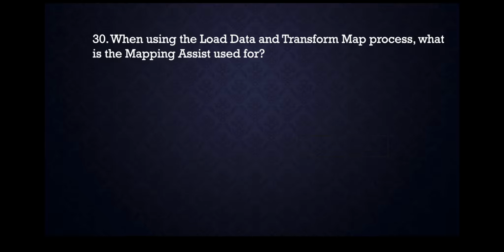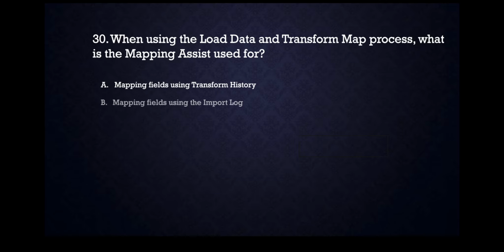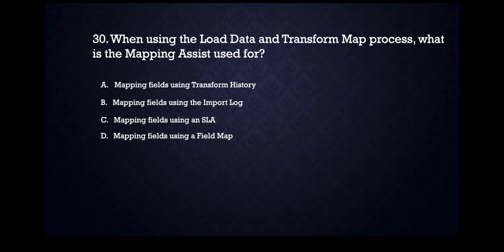when using the load data and transform map process, what is the mapping assist used for? Options are mapping fields using transform history, mapping fields using import log, mapping fields using an SLA, mapping fields using a field map. So the correct answer is mapping fields using a field map. So mapping assist is mainly used for mapping fields using a field map.